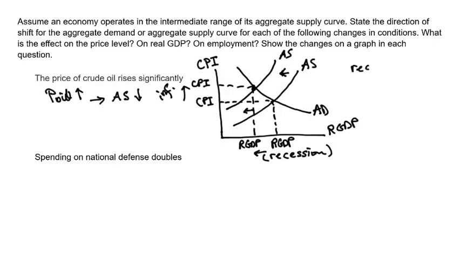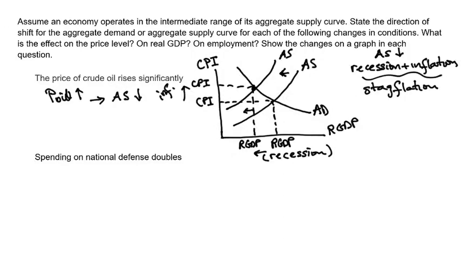We have a recession and inflation together, and we call it stagflation. Stagnation and inflation together. And that happens when the aggregate supply curve decreases. It's a leftward shift in aggregate supply. What happens in the second case? Spending on national defense doubles.